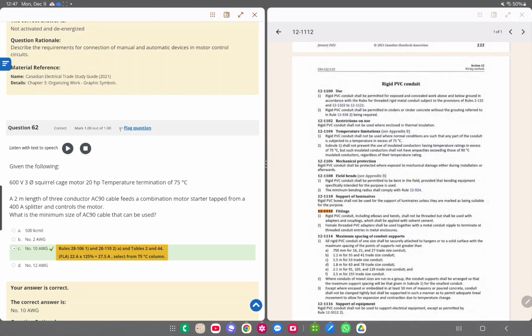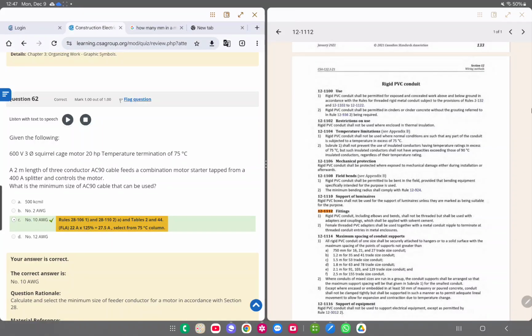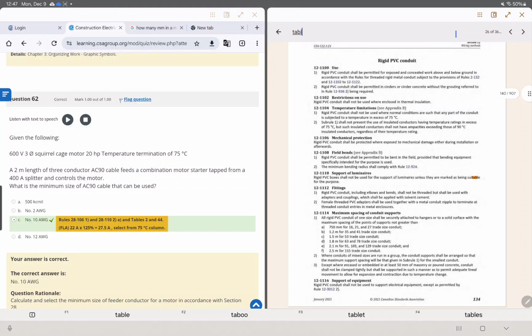Given the following: 600 volt, 3-phase squirrel cage motor, 20 horsepower, temperature termination of 75 degrees, 2-meter length of 3 conductor cable feeds a combination motor starter, taps from a 400 amp splitter, and controls the motor. What is the minimum size of AC90 cable that can be used? Anyway, so we got table 45 we're looking at, or is it 44? Table 44.